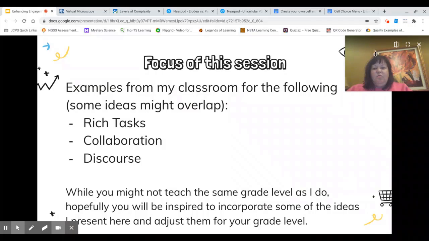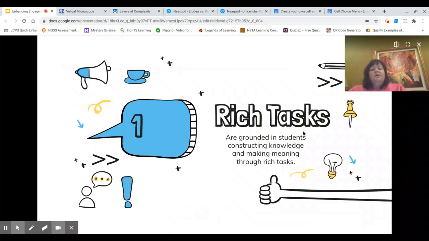And while you might not teach some of the grade levels I do, hopefully you'll be inspired to incorporate some of these ideas I present here and adjust them for your grade level. So the first thing I'm going to talk about is rich tasks. Those are tasks that are grounded in students constructing knowledge and making meaning through these important activities.